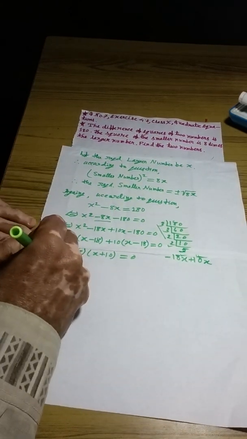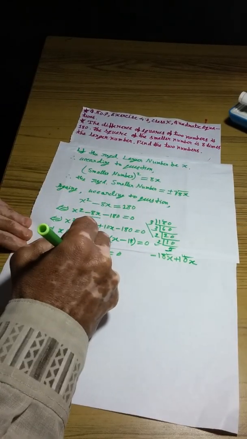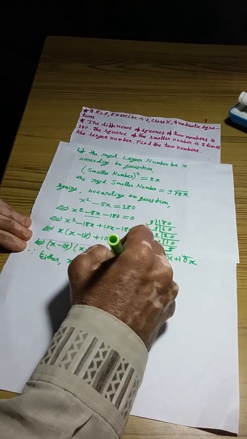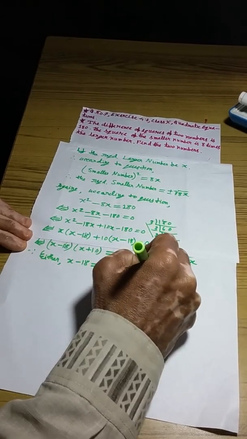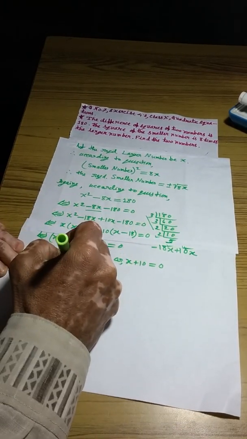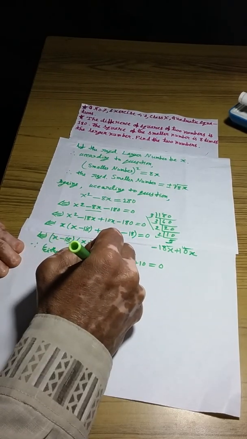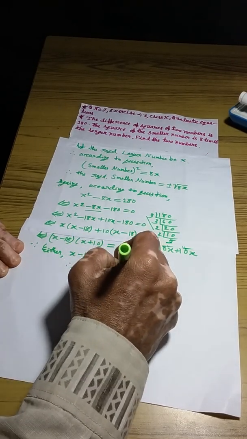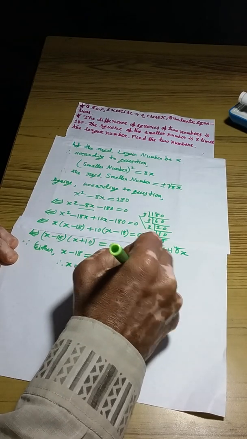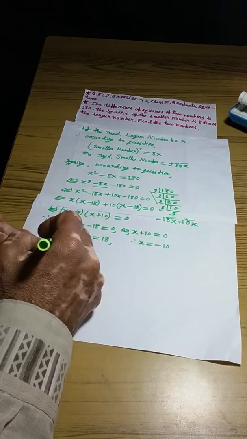After this, write in this way. Therefore, either x minus 18 is equal to 0 or x plus 10 is equal to 0. If we consider this relation, we get the value of x to be equal to 18. And if we consider this relation, we get the value of x to be equal to minus 10.